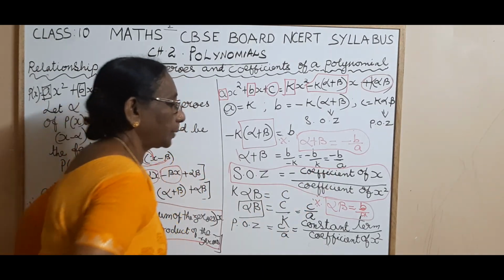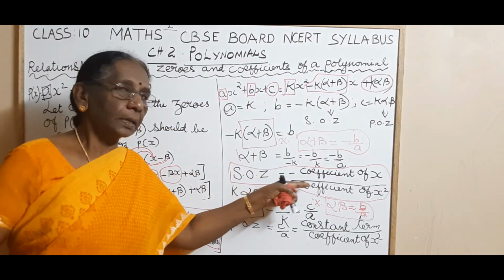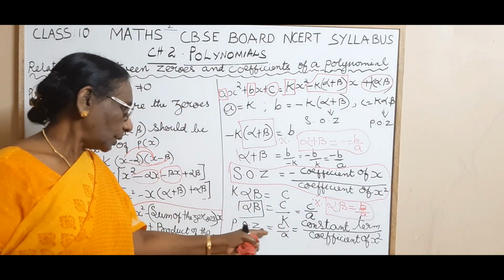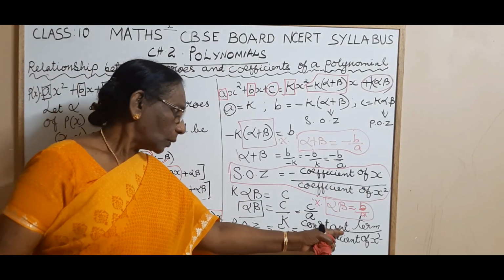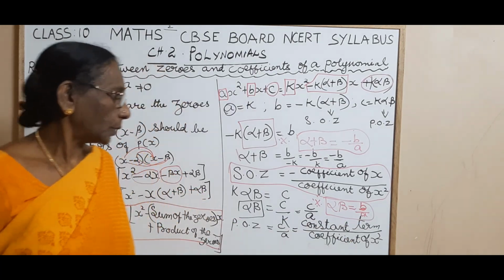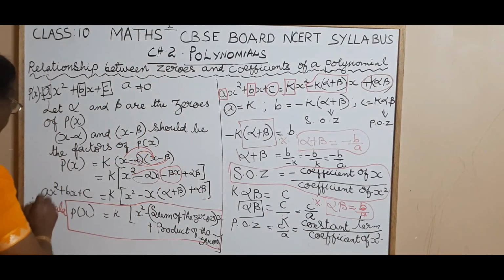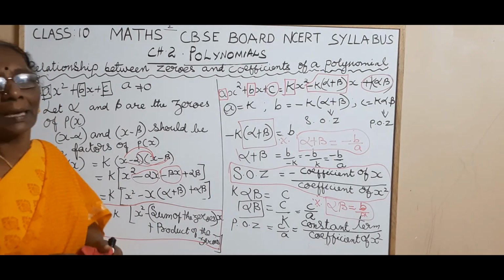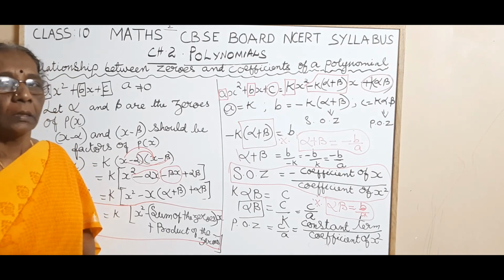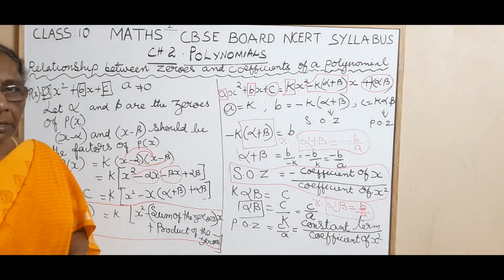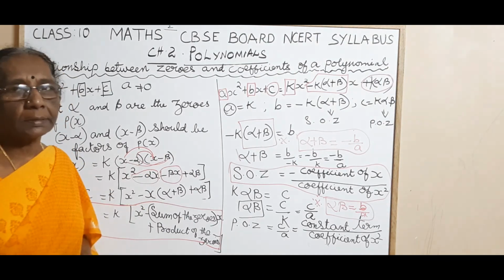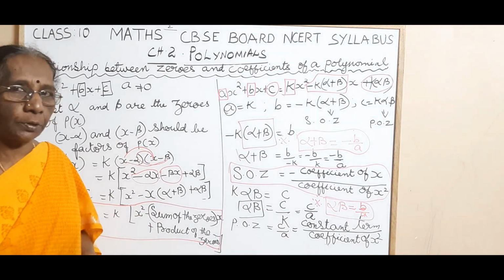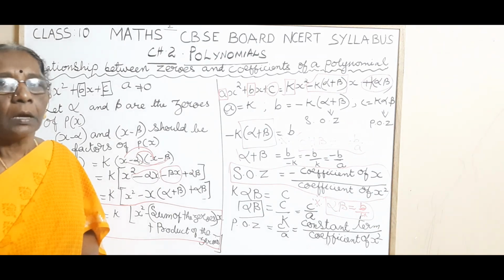Sum of the zeros is equal to minus coefficient of x by coefficient of x square. And product of the zeros is equal to constant term by coefficient of x square. And this formula. So these three things you have to keep in mind for doing the exercise 2.2 in this chapter. Okay, children? I think you might have understood this. Now we are going to use these formulae and do the sums in exercise 2.2 in the next session.